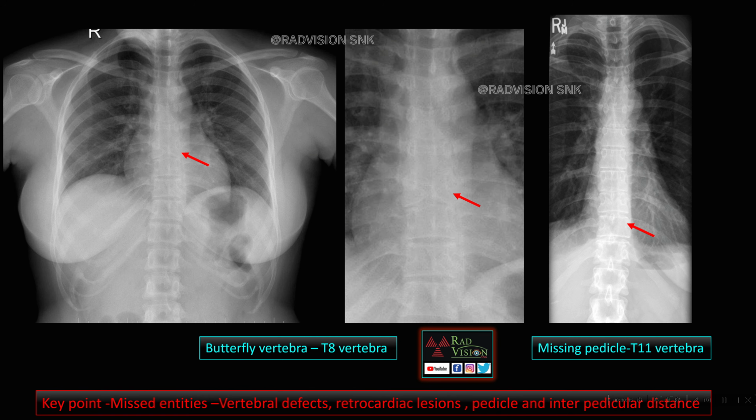So this first case was a butterfly vertebra at T8 vertebral level, and second is a missing pedicle at T11 vertebra, which is nothing but the winking owl sign commonly seen in metastasis. So common missed entities in these radiographs are vertebral defects, even pedicles, interpedicular distance, and even retrocardiac zones. These are the common areas we often miss.